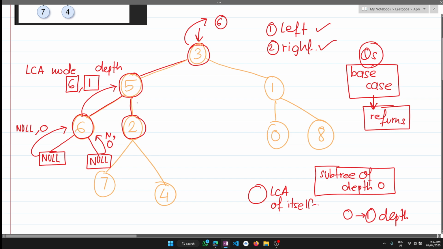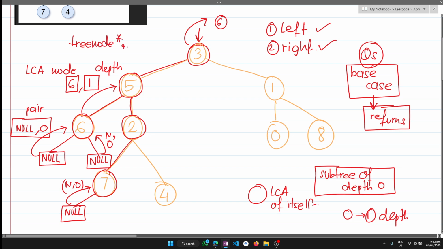So I make the right recursive call. When I reach this point, I make the left recursive call, and then again I go left, but then I realize that this is null. There is nothing. So what this is going to return to 7 is null comma 0. Let's say we take a pair, a tree node star and an integer which is depth. So node comma depth, and from over here as well, this is going to return null comma 0.